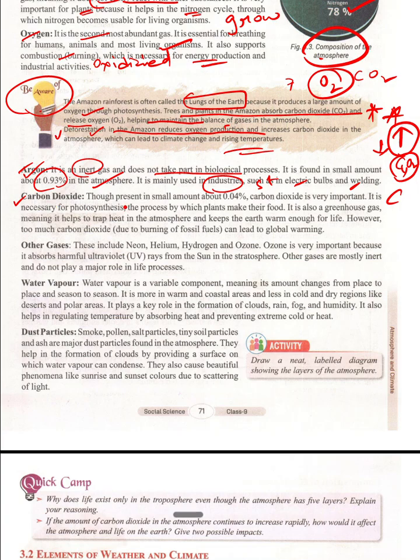Carbon dioxide is present in only a small amount, 0.04%, but it is very important. It is necessary for photosynthesis, for plants to take in carbon dioxide and release oxygen while making food. It is also a greenhouse gas, meaning it helps to trap heat in the atmosphere, which makes the earth warm. When the earth is warm, life is possible.